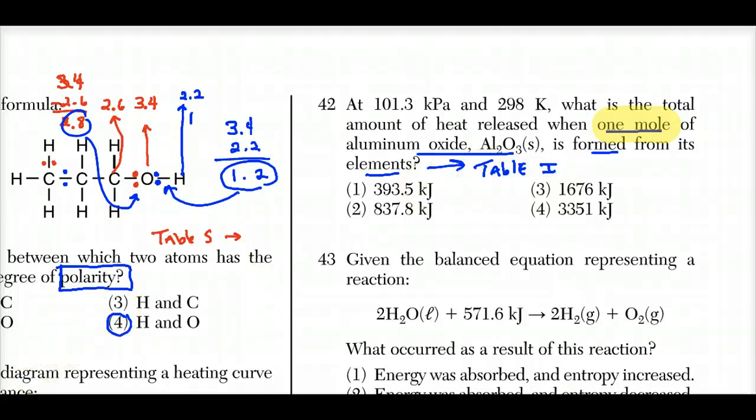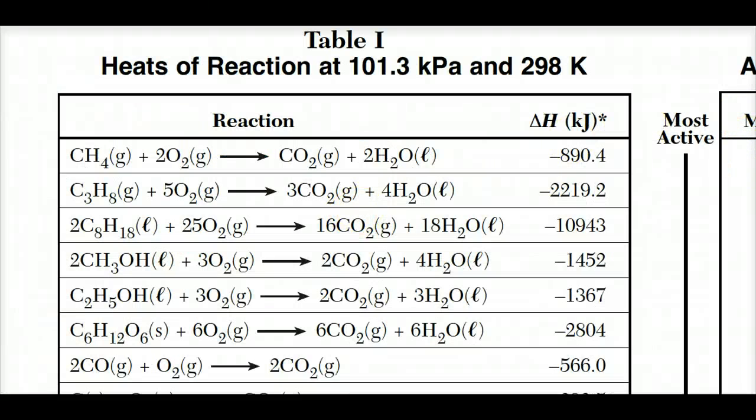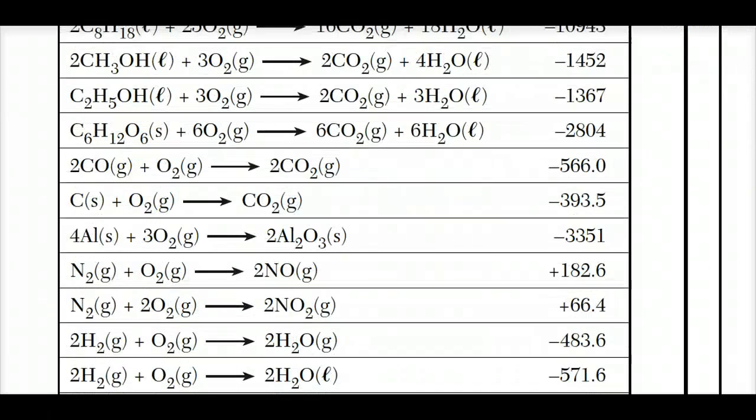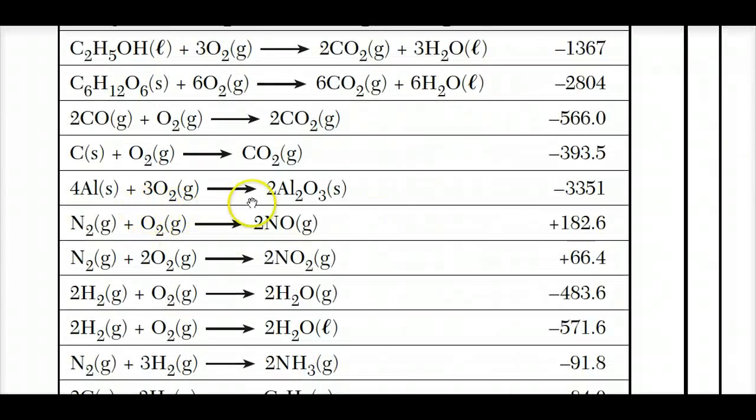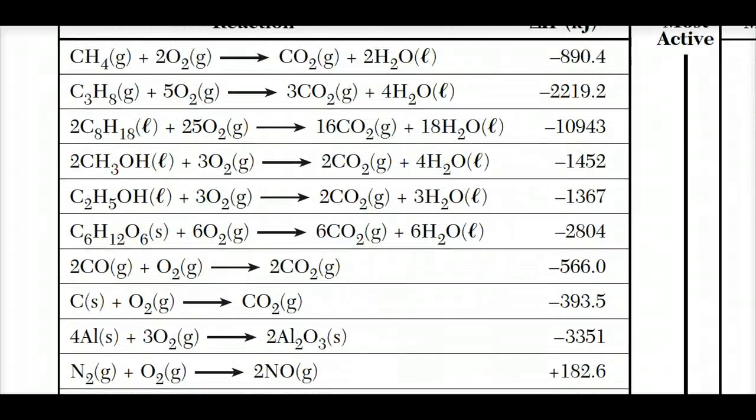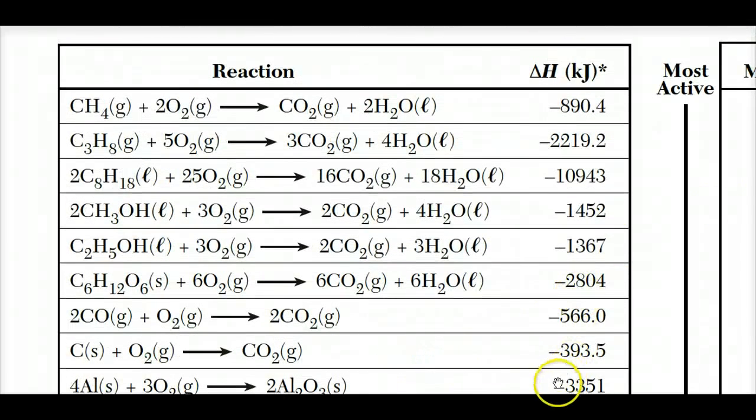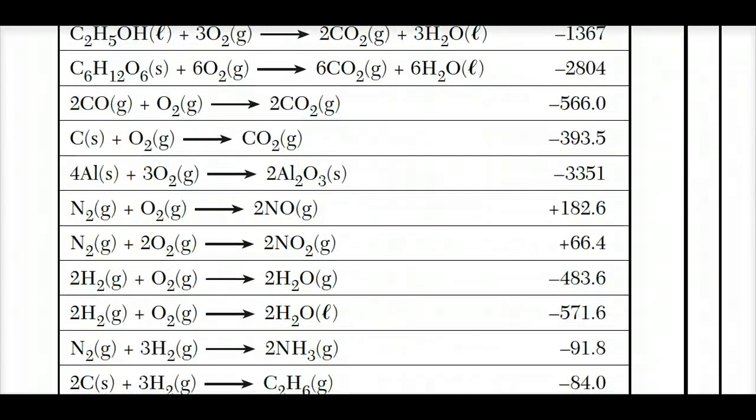So let's go to table I. And there it is in all its glory. So table I, and let's go to aluminum oxide. And look, they gave me the heat released. This is in kilojoules, delta H. So for aluminum oxide, it's negative 3351.